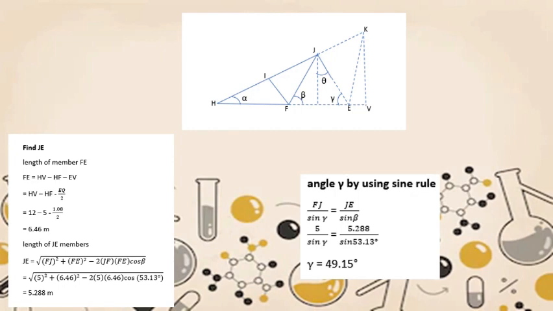Next, after we obtain the JE member line, we can find the angle of gamma by using the sine rule, where FJ over sine gamma equal to JE over sine beta, where FJ is equal to 5 and JE equal to 5.288. We can obtain gamma equal to 49.15 degree.